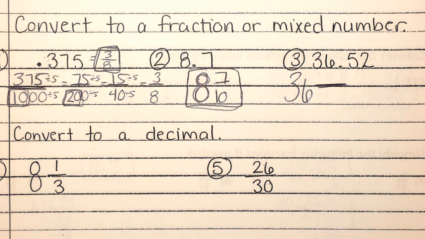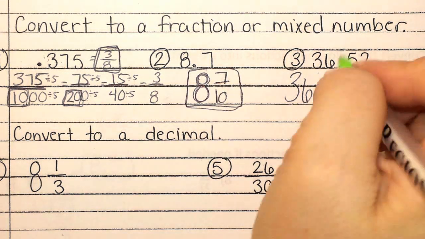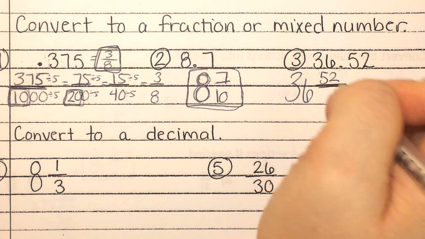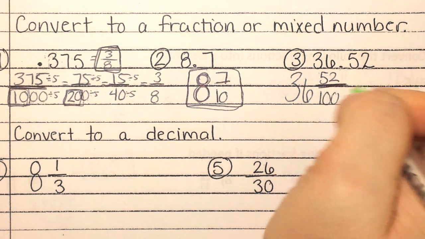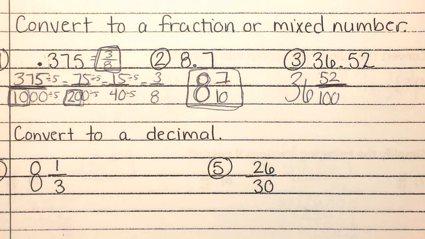What's going to go in the fraction, Kayla? 52. And what's going to go on the bottom? 100, because 2 is in the hundredths location. All right, are there any questions about that? Can I leave that as an answer? No. What could I do to it to fix it? Chandler?